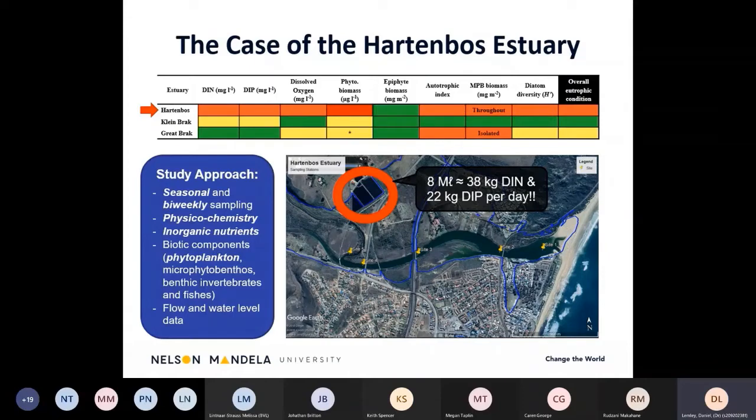Some of the things that we looked at are the physicochemistry, so salinity, temperature, all of that, nutrients, mainly nitrogen and phosphorus, and then some of the biotic components. The phytoplankton was done for both the seasonal and the bi-weekly sampling, and then the microphytobenthos, benthic invertebrates, and fish were done on the seasonal sampling trips. And then obviously this is all complemented by flow and water level data to help explain what is happening.